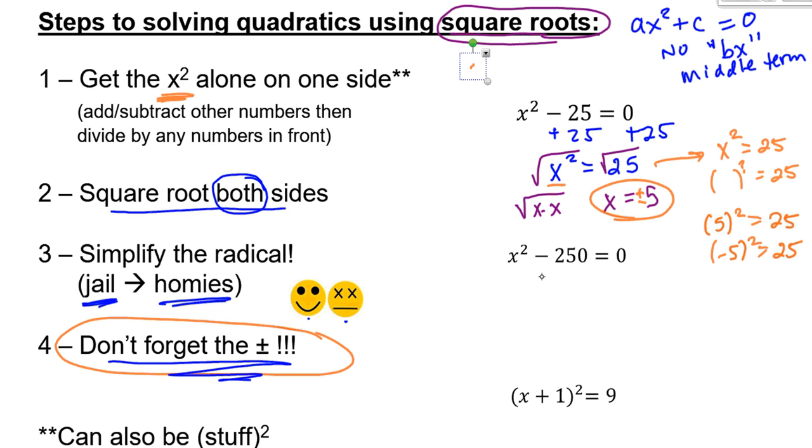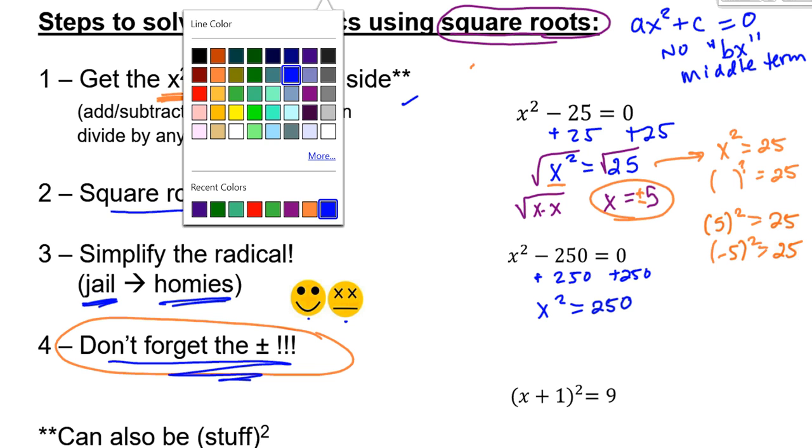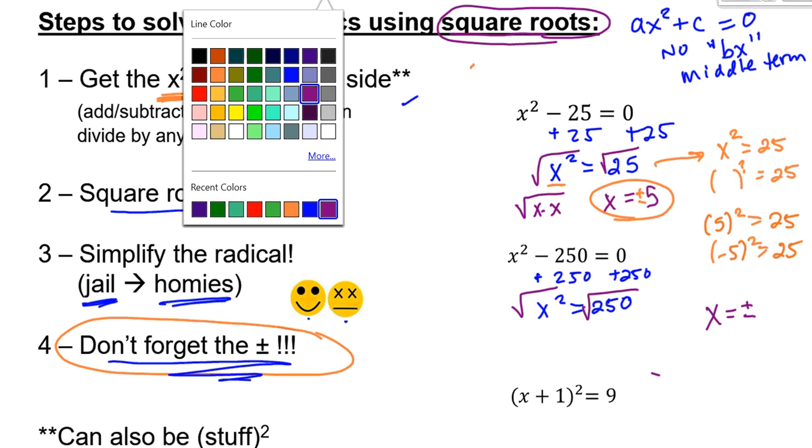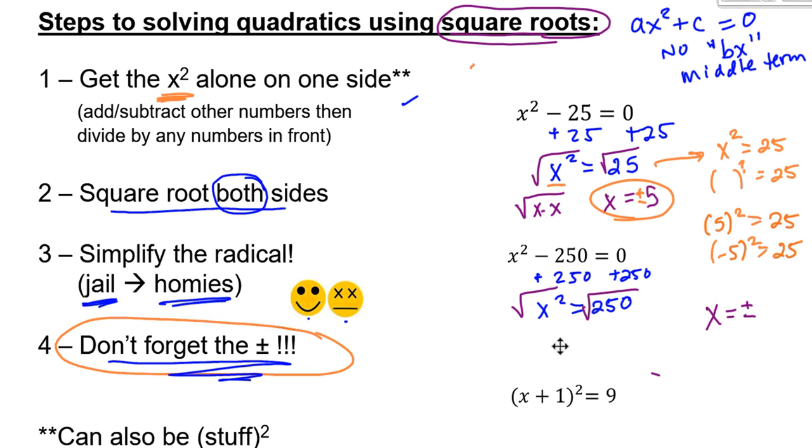So here's this next one. Got to get the x squared alone, so I'm going to move this over here. I have x squared equals 250. Okay, x squared is alone. Check mark on that step. Now I've got to go through and square root both sides. So before I even finish the whole square root thing, I know my answer is going to be x equals plus or minus something. I just got to figure out what the something is. Okay, now this side is just x, and this one's the square root of 250.